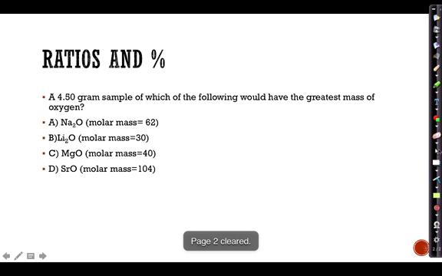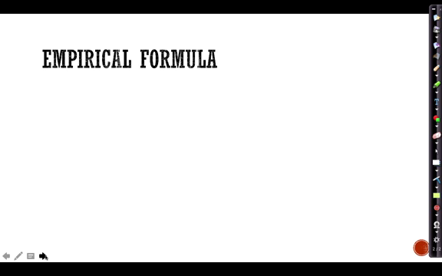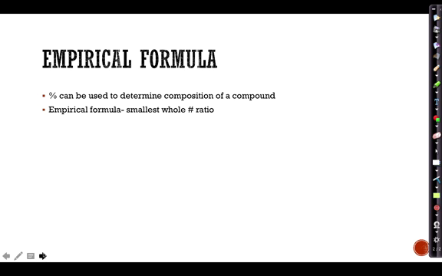Alright, so now let's look at something else. Okay, so empirical formula is important. They would probably ask you to calculate an empirical formula in some way. So percentage can be used to determine a composition of a compound. Empirical formula is the smallest whole number ratio. So if I'm looking at H2O, well, I have a 2-to-1 ratio, and that is the smallest whole number ratio I could have. So that is an empirical formula. But if I have H2O2, that is not the smallest whole number ratio because it would actually reduce down to HO. So the smallest whole number ratio is my empirical formula.